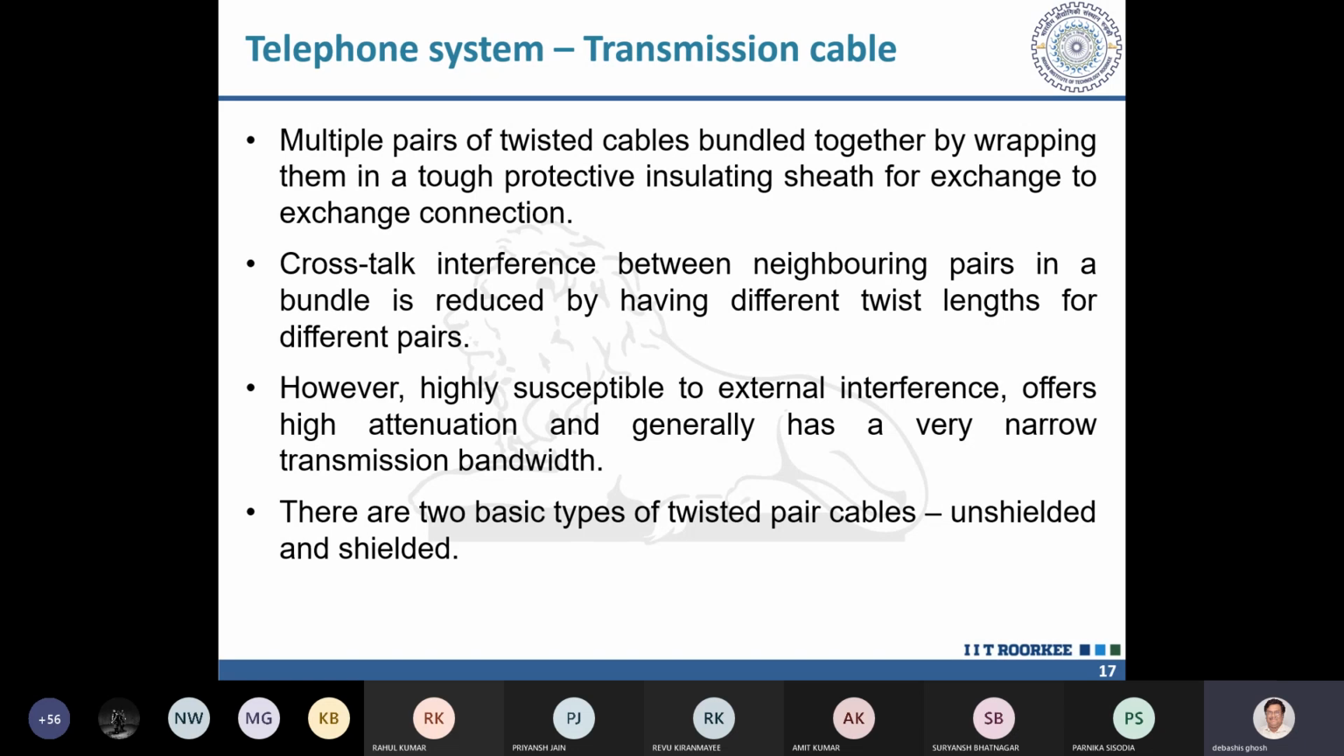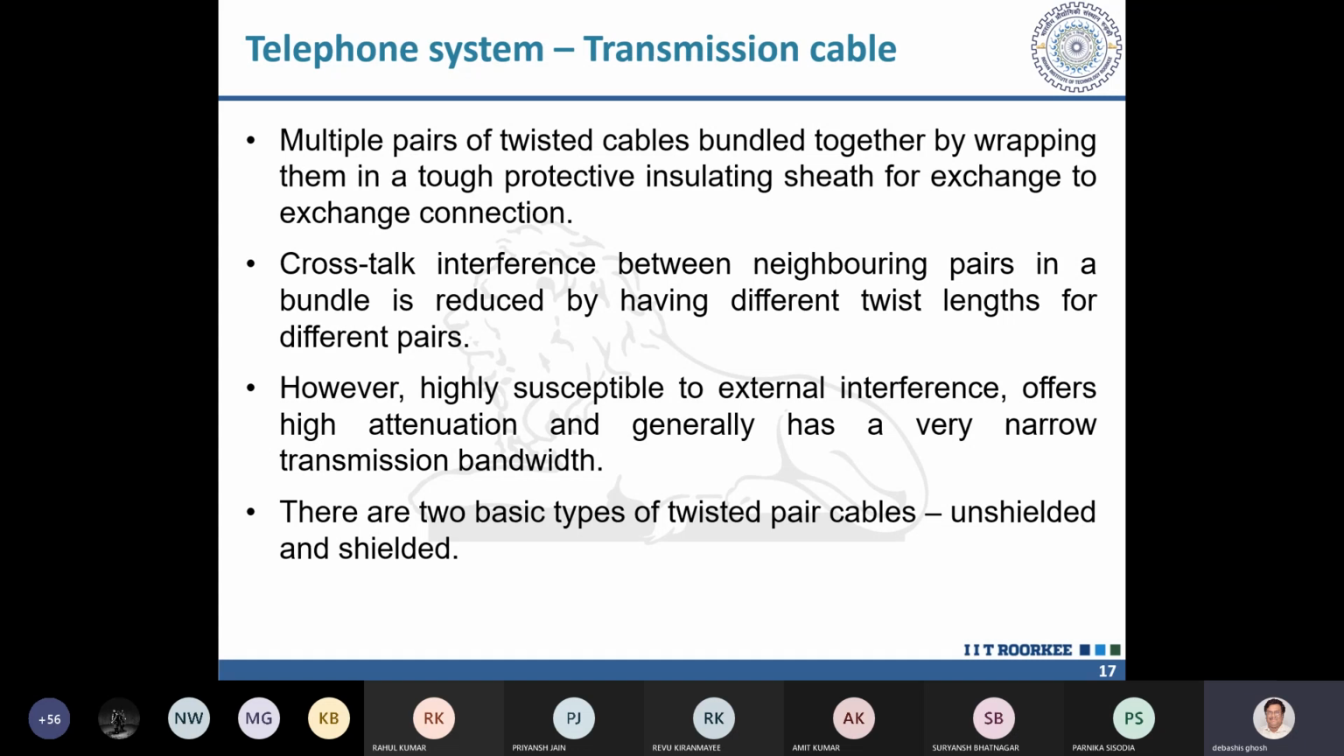You have to book it because there used to be a limitation in the number of phone calls that can be established between two regions. It may be between two cities, two countries, or two states. That is how multiple pairs of twisted cables used to be bundled together to form the trunk lines. However, whenever you bundle so many lines together, there will be crosstalk.